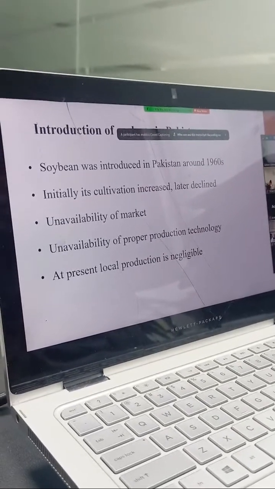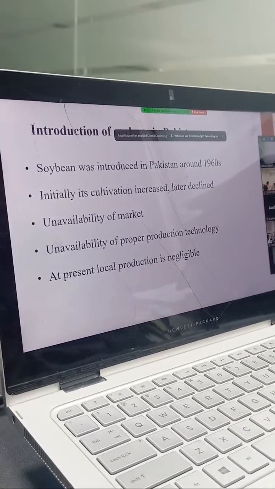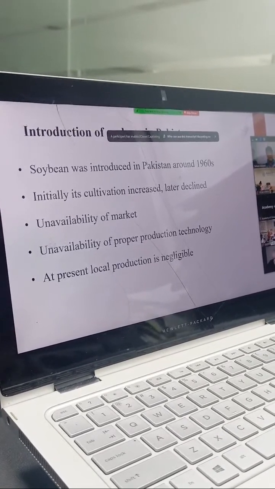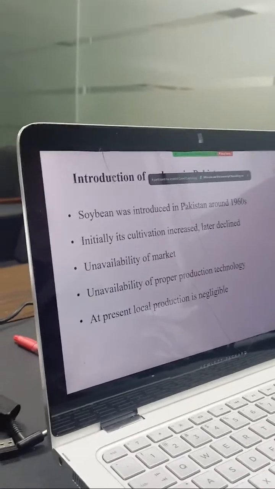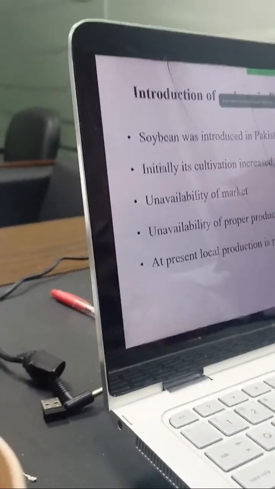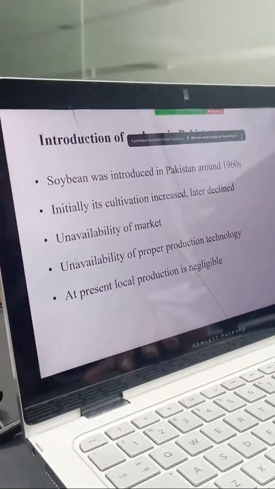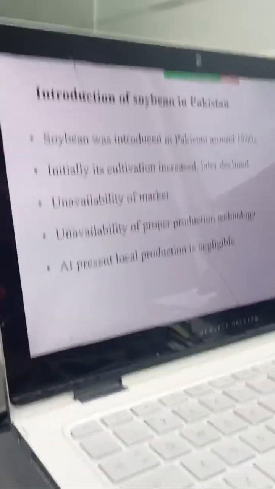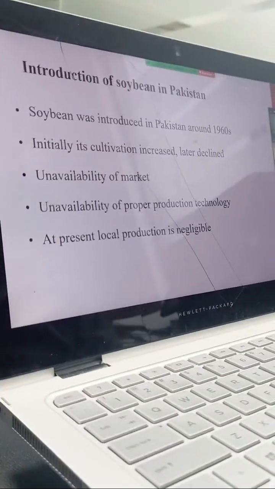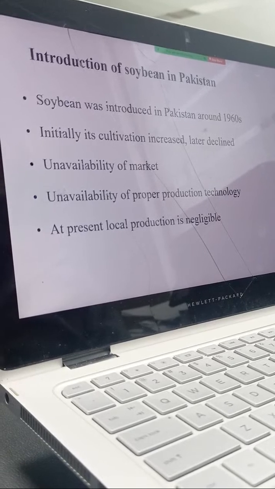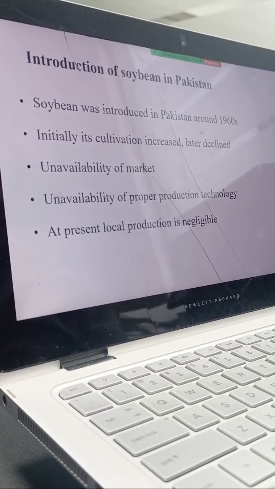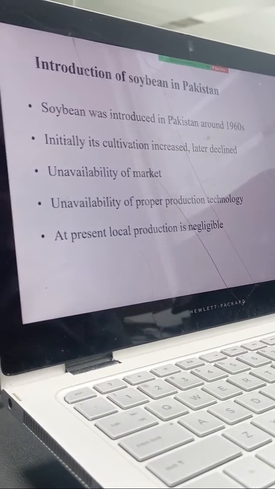Then, and now, I should introduce soybean in Pakistan. So initially, soybean was introduced in Pakistan somewhere in 1960. This was with the help of the United States, and initially the germplasm was brought from the USA.